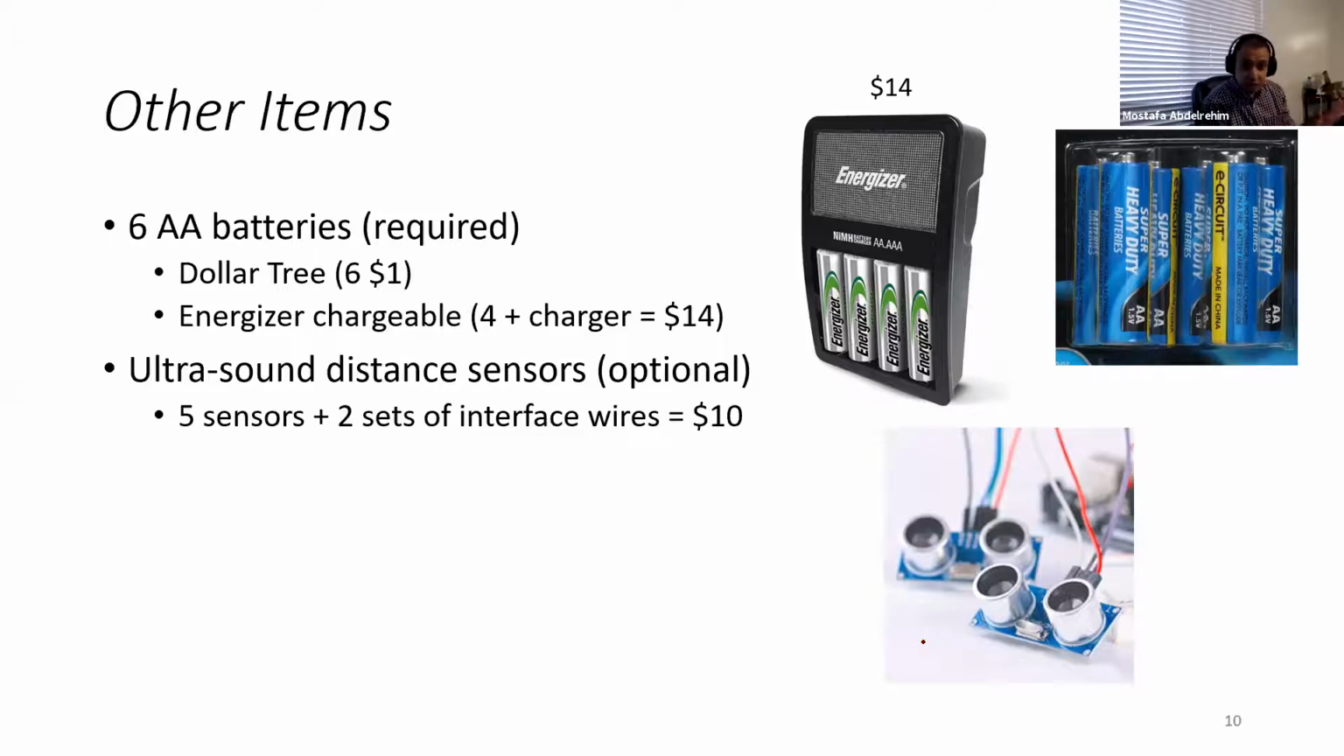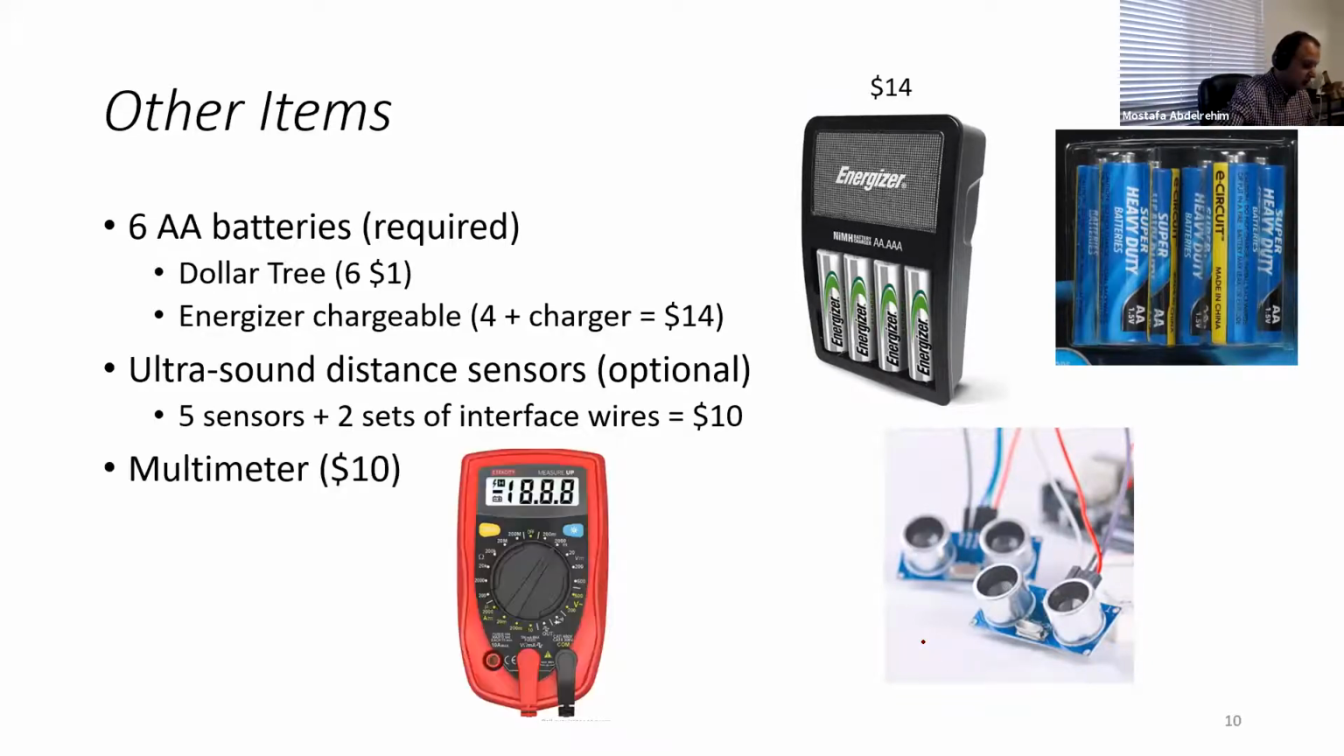It's optional. I bought them for myself, but if all of you bought these 5 sensors, we can implement a lab using them. But you must buy the batteries, of course. Also, it's not included, but it's very encouraged to buy a multimeter.